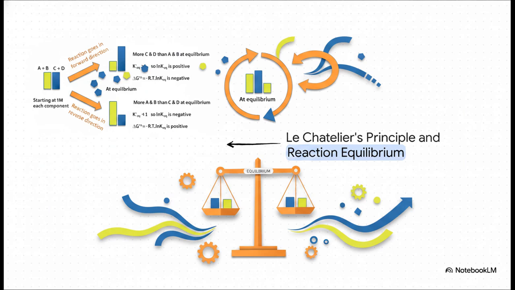Whether you start with purely reactants or purely products, the system naturally wants to shift. It'll push forward or backward until it hits this perfect point of balance, equilibrium. At that point, you've got a specific ratio of products to reactants, which we write out as the equilibrium constant, or Keq. But the really important thing here, at equilibrium, there is zero net reaction. The forward speed perfectly matches the reverse speed.